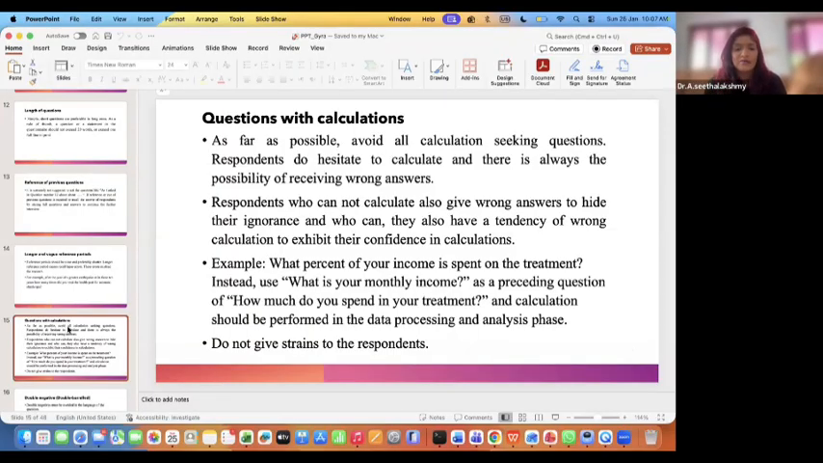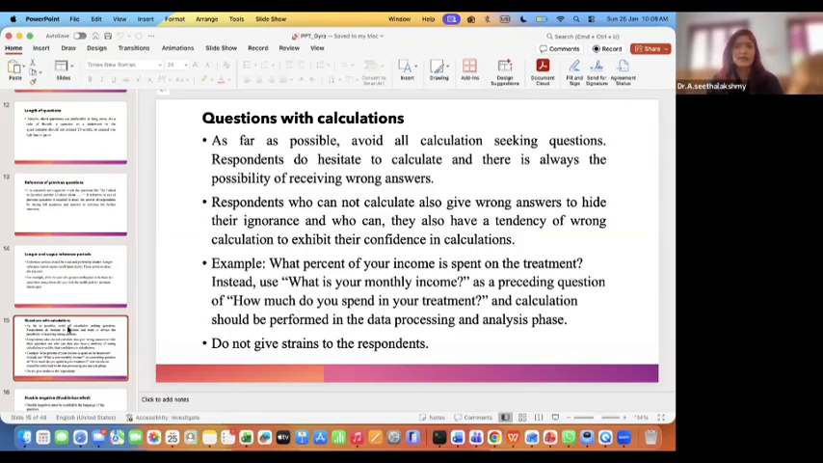For example, what percentage of your income is spent on treatment? If you ask that, they wonder: how do I calculate percent? What is income? Which income is to be added? So many questions will come up in their mind. Please avoid this. Instead, directly ask, what is your monthly income? One question. After that, how much do you spend on your treatment? If you go step by step like that, you will get the easiest response. So don't give calculation strain to respondents.